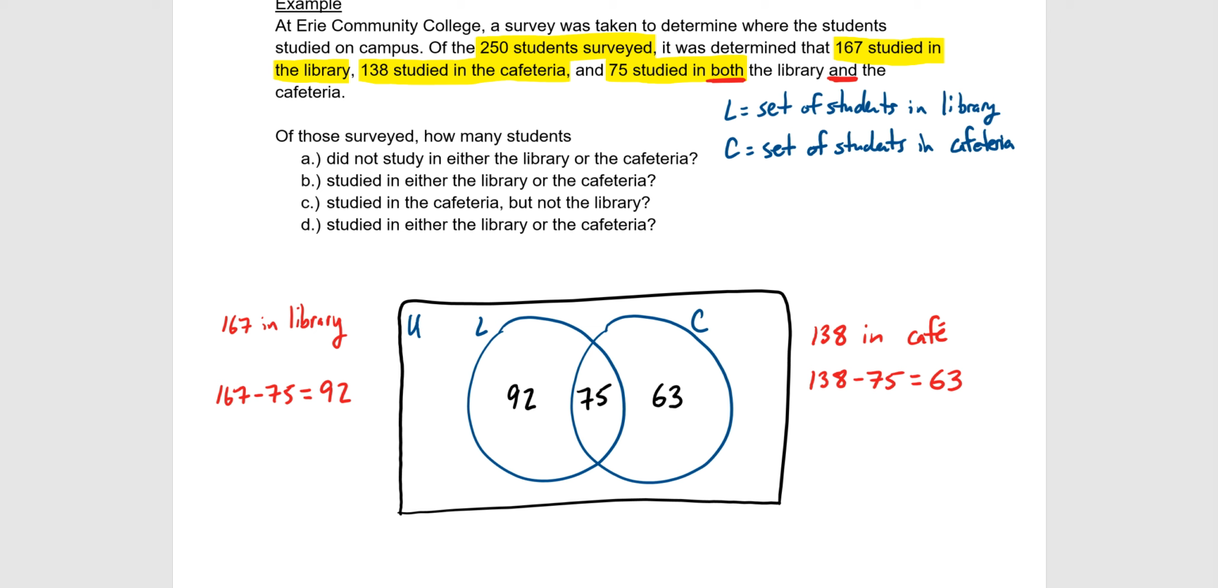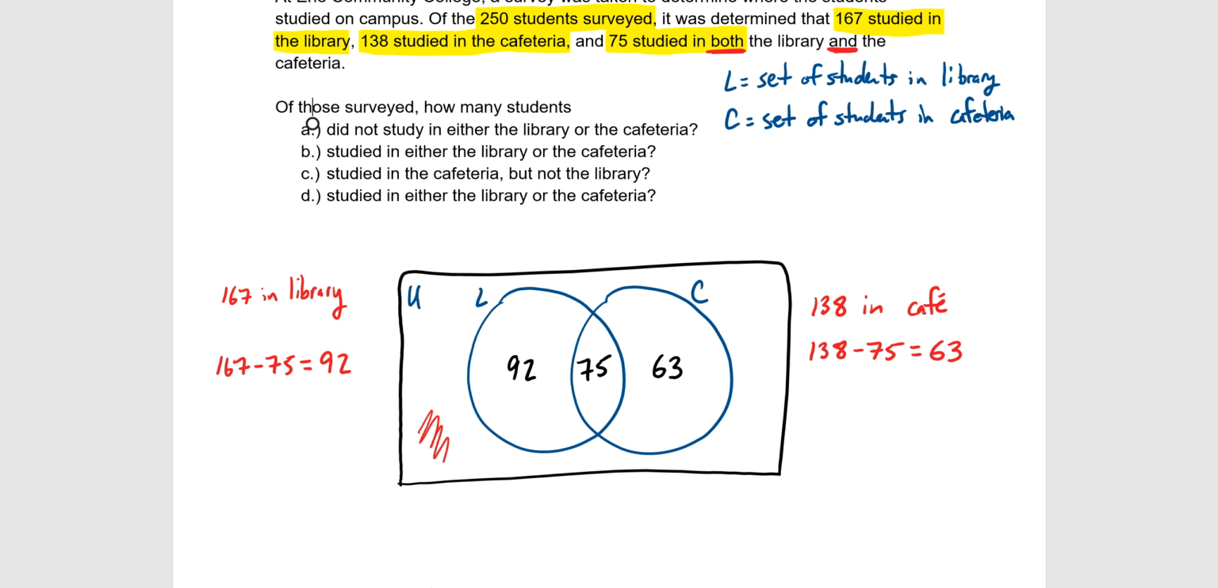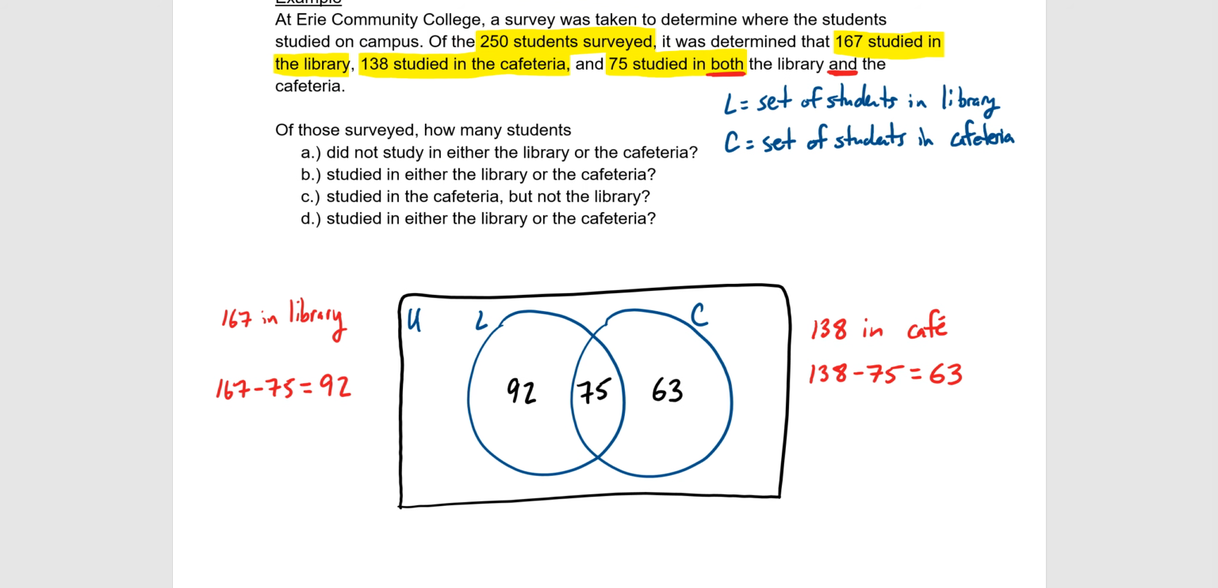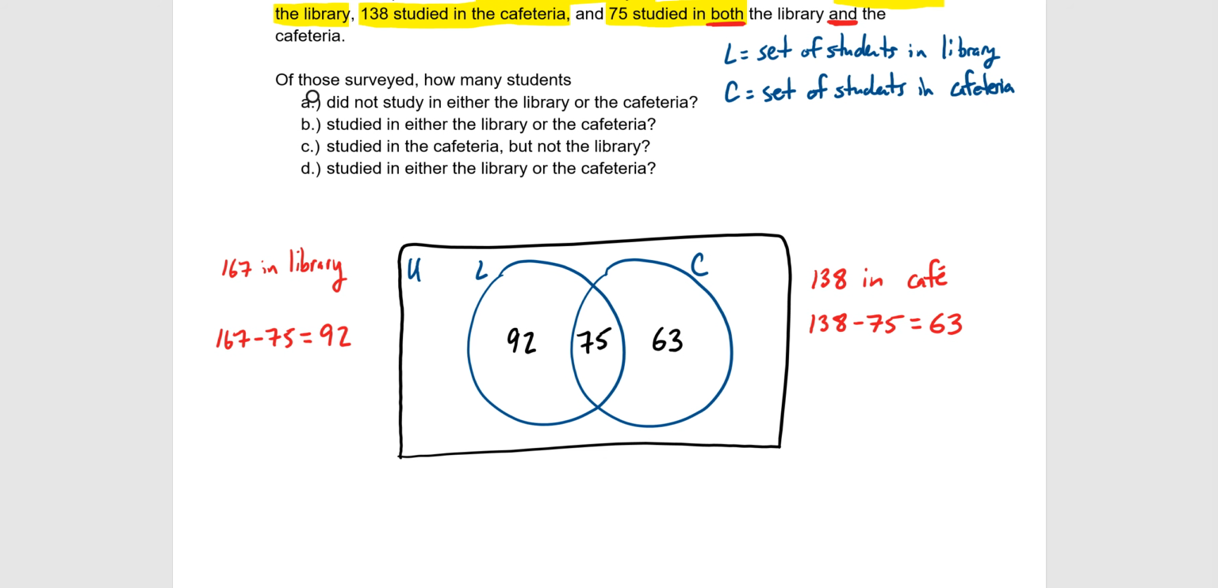And it looks like we only have one more section left before we can start answering the questions that we have. We just have to find out what goes on the outside here. And we find that based on the total number of students surveyed, which was 250. So all of the numbers in this universal set have to add up to 250.